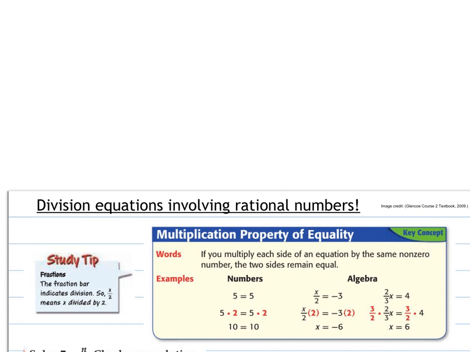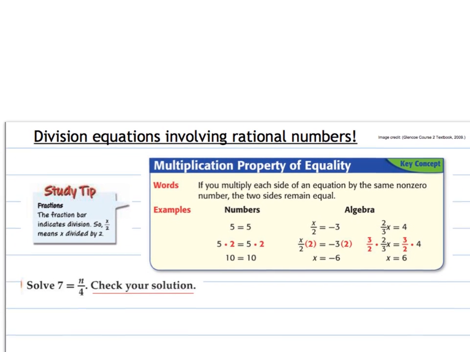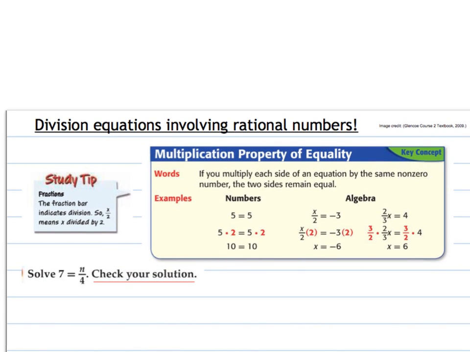So make sure that you understand how to define the multiplicative inverse, and then we're going to divide equations involving rational numbers. So again, that multiplication property of equality: whatever you multiply to one side, you have to do to the other to keep it equal. The big important part, though, is the fraction bar indicates division. So when we see x/2, that means x divided by 2. How we undo that is we multiply by 2/1, because that's going to cancel to 1. 2/2 is the same as 1.